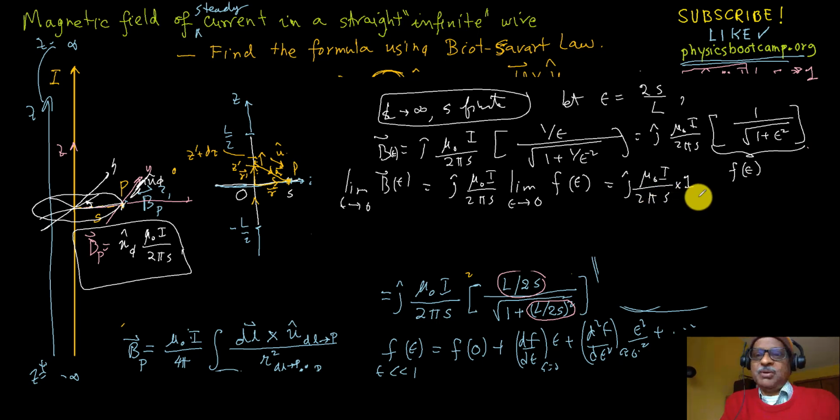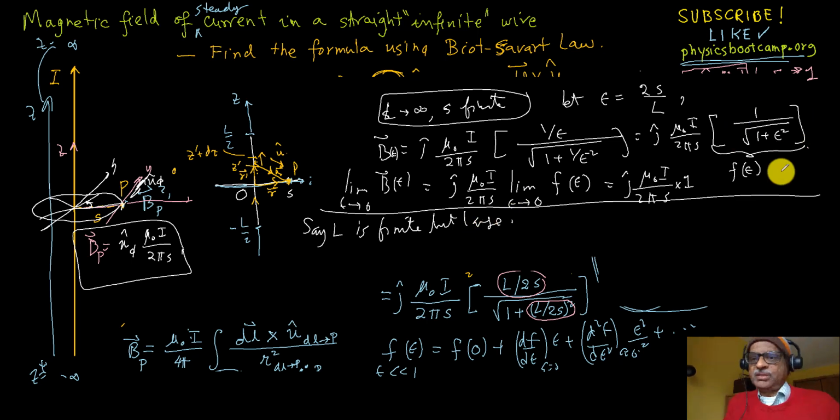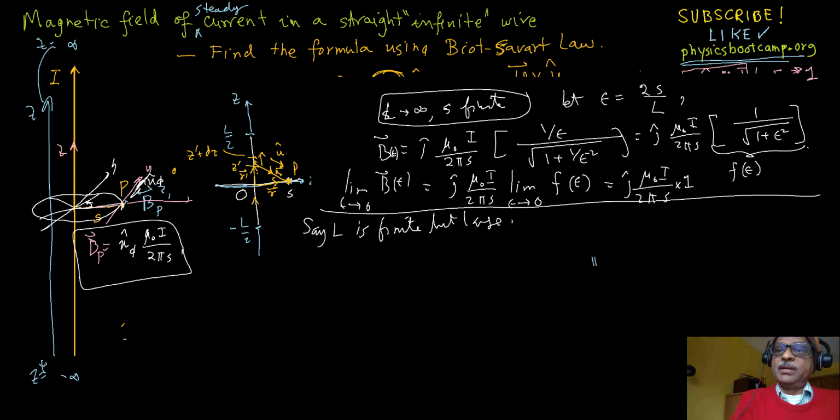Sometimes we want a correction to this, okay? Say L is finite but not infinite. Say L is finite but large. That means we shouldn't just take a limit, we should say how it depends on L. And then in that case, we would expand in terms of epsilon. Let's do that out.